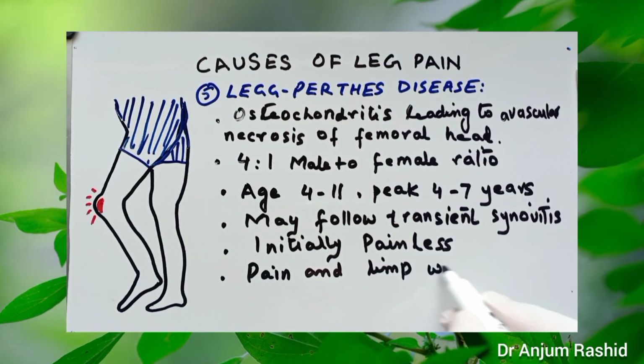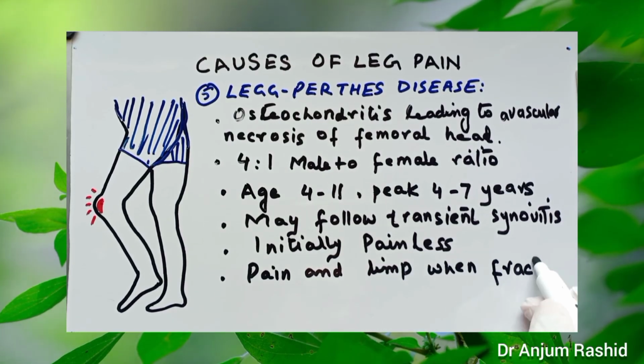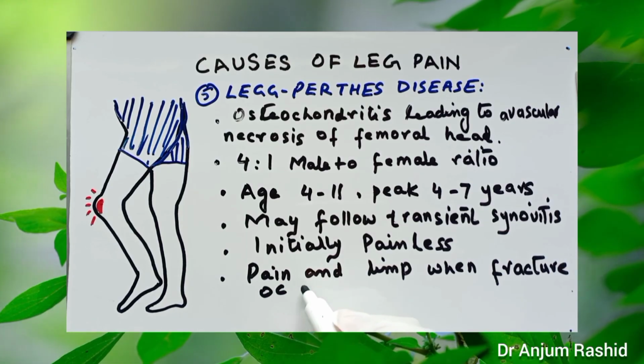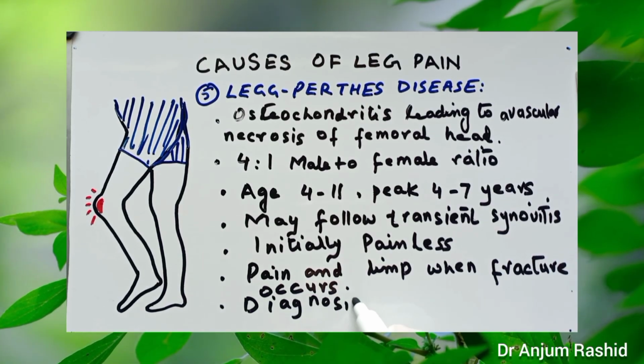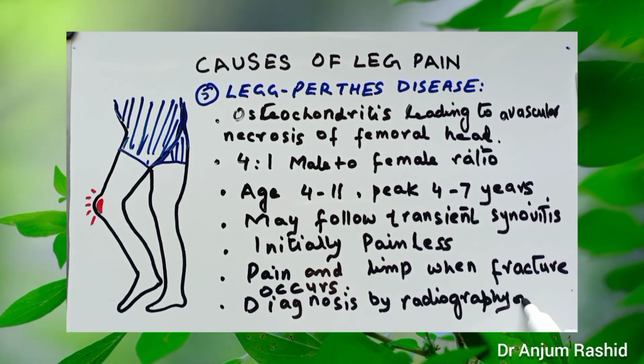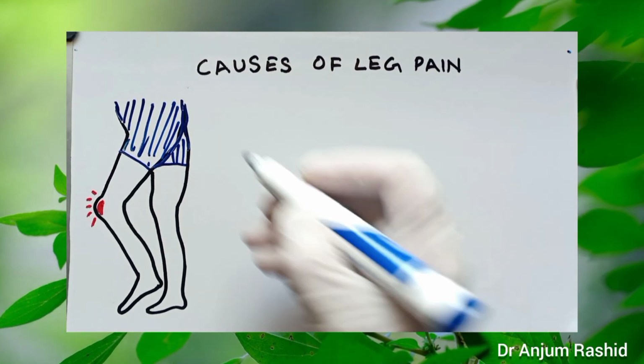So, in Legg-Calvé-Perthes disease, osteochondritis can lead to avascular necrosis of the femoral head. The male-female ratio is 4 to 1 and the peak age is 4 to 7 years. Diagnosis is confirmed by radiography or MRI.